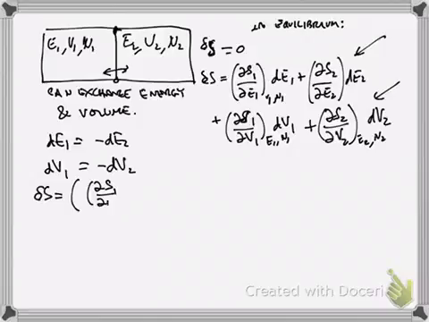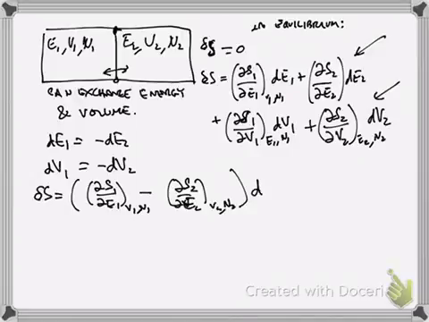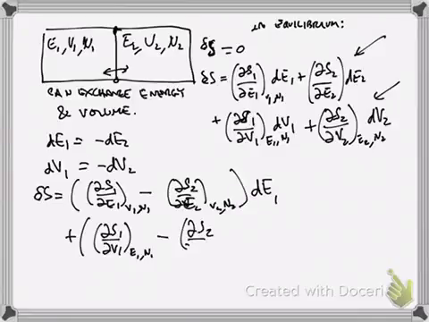(∂S1/∂E1) at constant V1 and N1, minus (∂S2/∂E2) at constant V2 and N2, all of that times dE1, plus (∂S1/∂V1) at constant E1 and N1, minus (∂S2/∂V2) at constant E2 and N2, all of that times dV1. And remember, dE1 and dV1 are totally arbitrary little variations, and they're completely independent of each other.